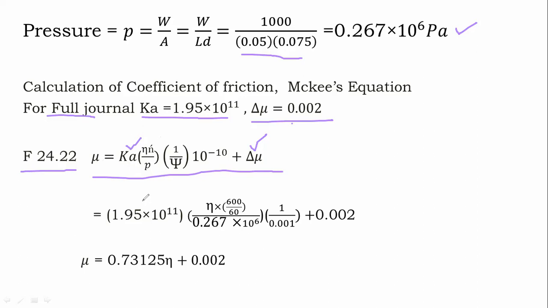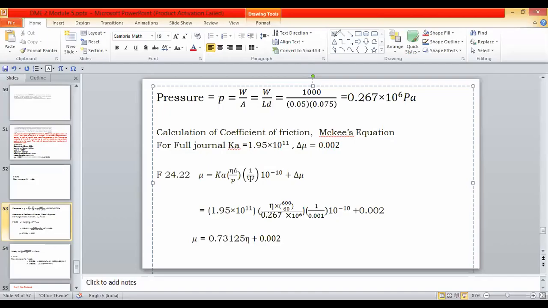Let mu just be written as the Ka value. You just substitute; viscosity keep like this, and n dash is speed in rps. RPM is 600 divided by 60, that gives the rps, and pressure is 0.267 into 10 raised to 6, which we calculated. Then psi is 0.001, so we substituted, into 10 raised to minus 1. So we substituted the K value, mu as it is, viscosity as it is, rps as it is, and P as it is.